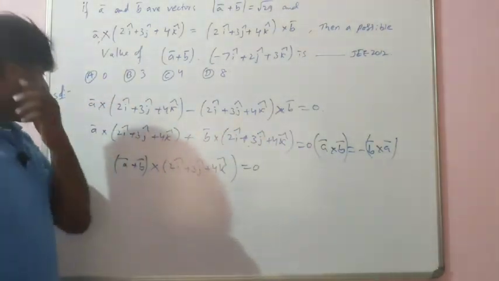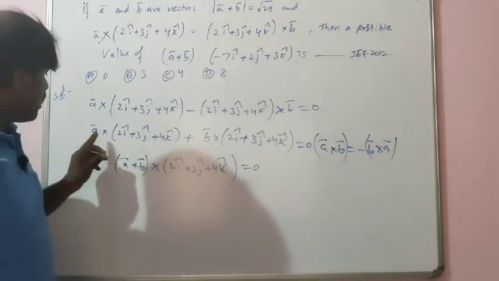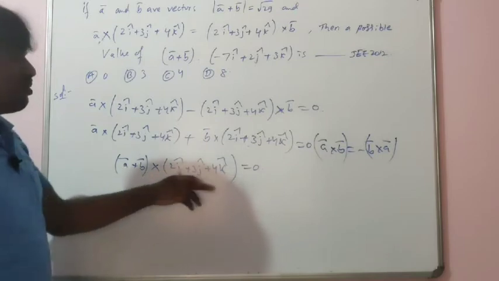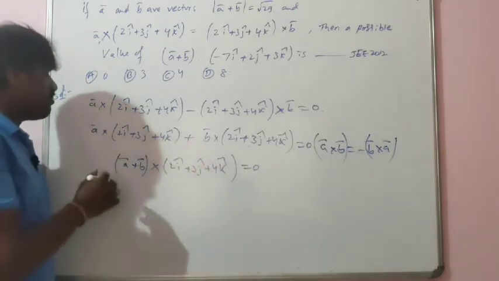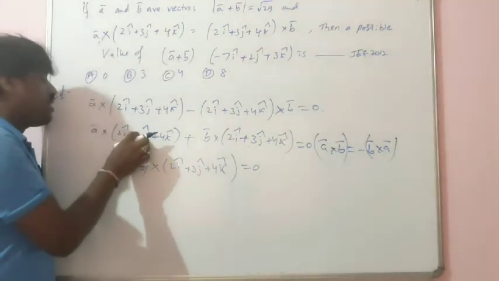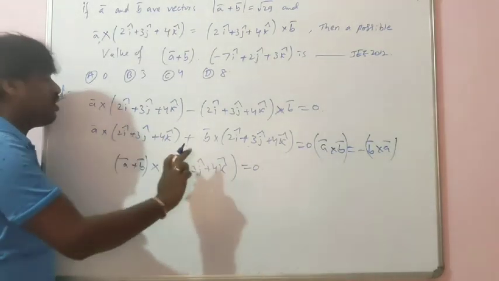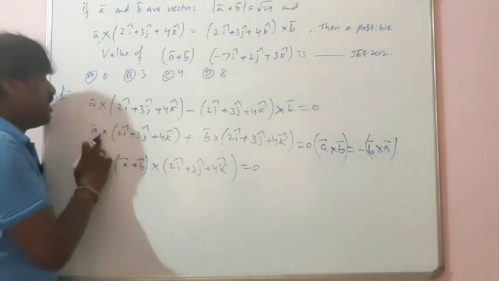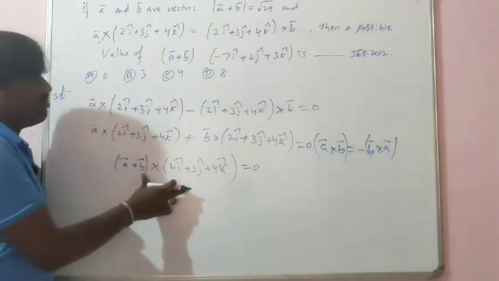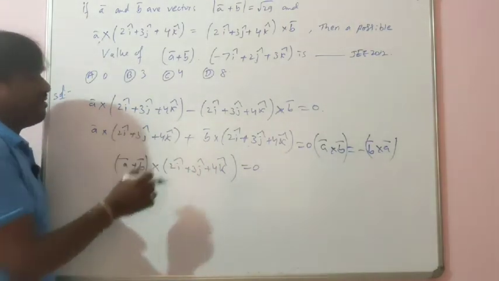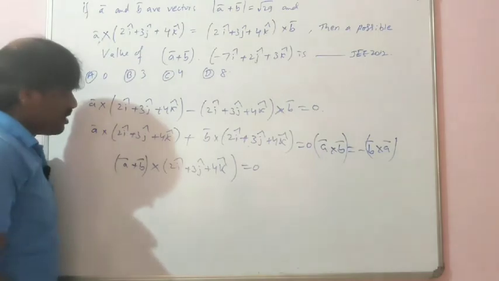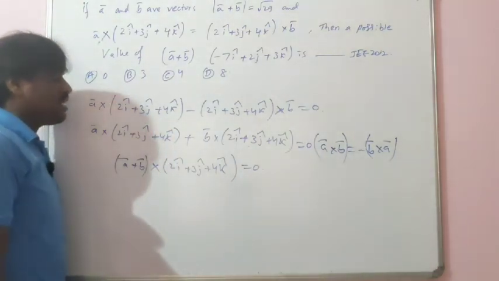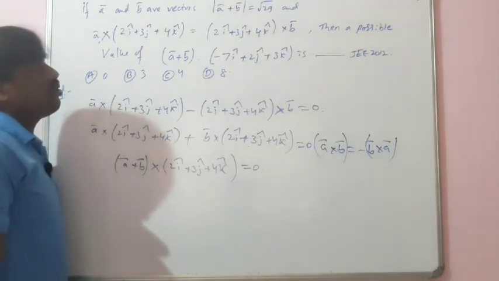I hope you understand what I wrote. Just see this: if I cross this, I get A cross B plus B cross the vector. So what I did here is take 2i cap plus 3j cap plus 4k cap as common, so it is left as A plus B cross it. You just check it out; after doing the cross you get the upper one. So you got that (A vector plus B vector) cross (2i cap plus 3j cap plus 4k cap) is equal to 0.